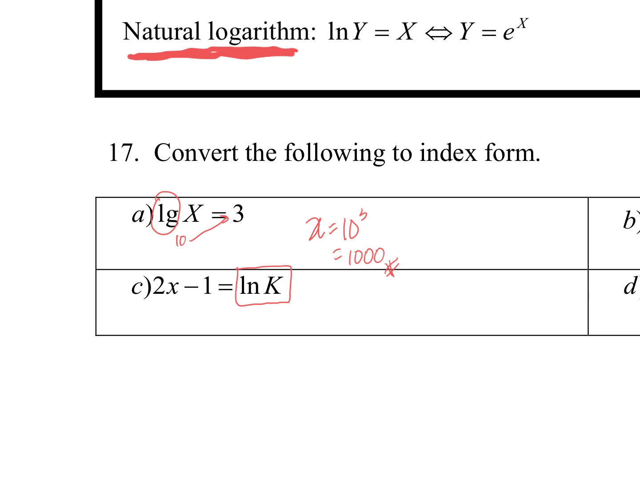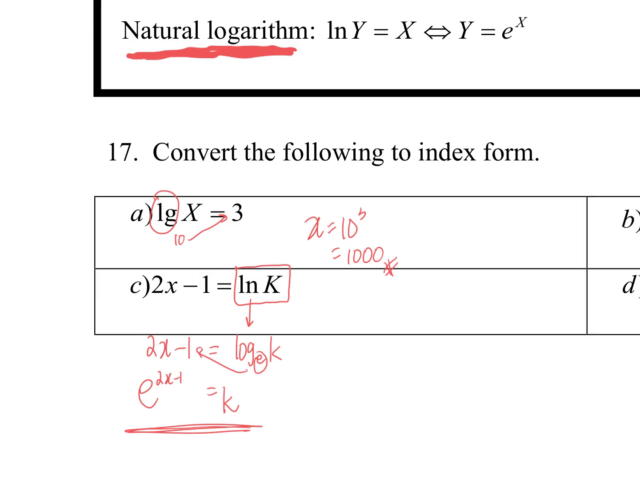If this one just wants you to convert to index form, they never ask you to solve. So this is log base e. When you want to change it to index form, you push this up. So it's e to the power of 2x minus 1 equals k. This is the index form. Isn't it 2x minus 1 to the power of 3? No, this one is always the base, this one is the power. We push this up.